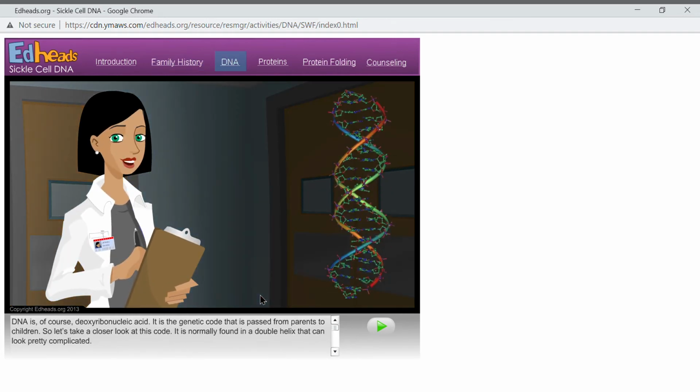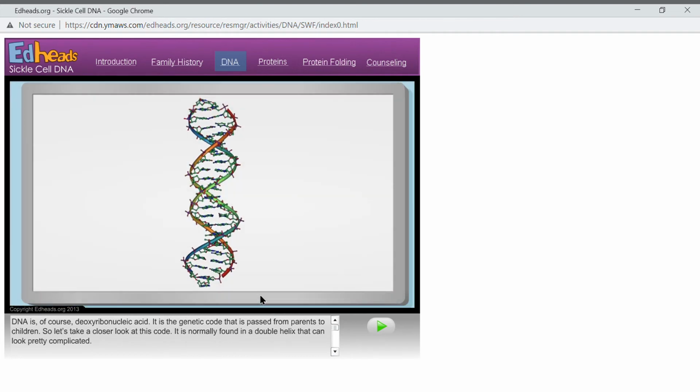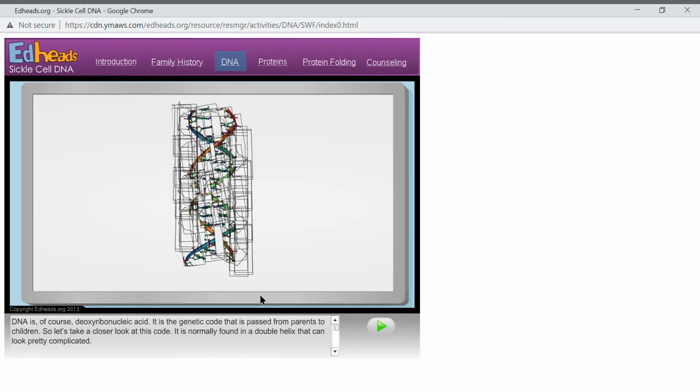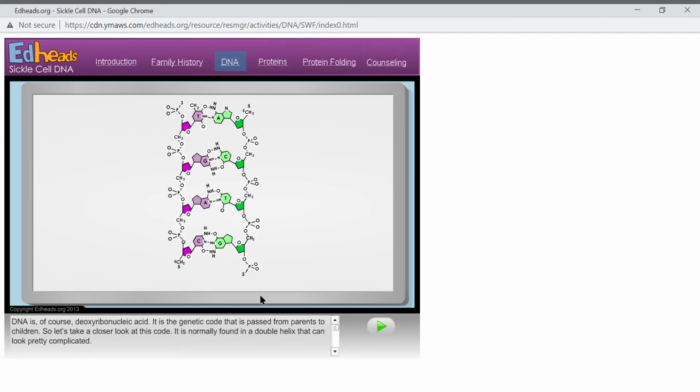DNA is, of course, deoxyribonucleic acid. It is the genetic code that is passed from parents to children. So let's take a closer look at this code. It is normally found in a double helix that can look pretty complicated. Let's straighten that out to examine it more closely.